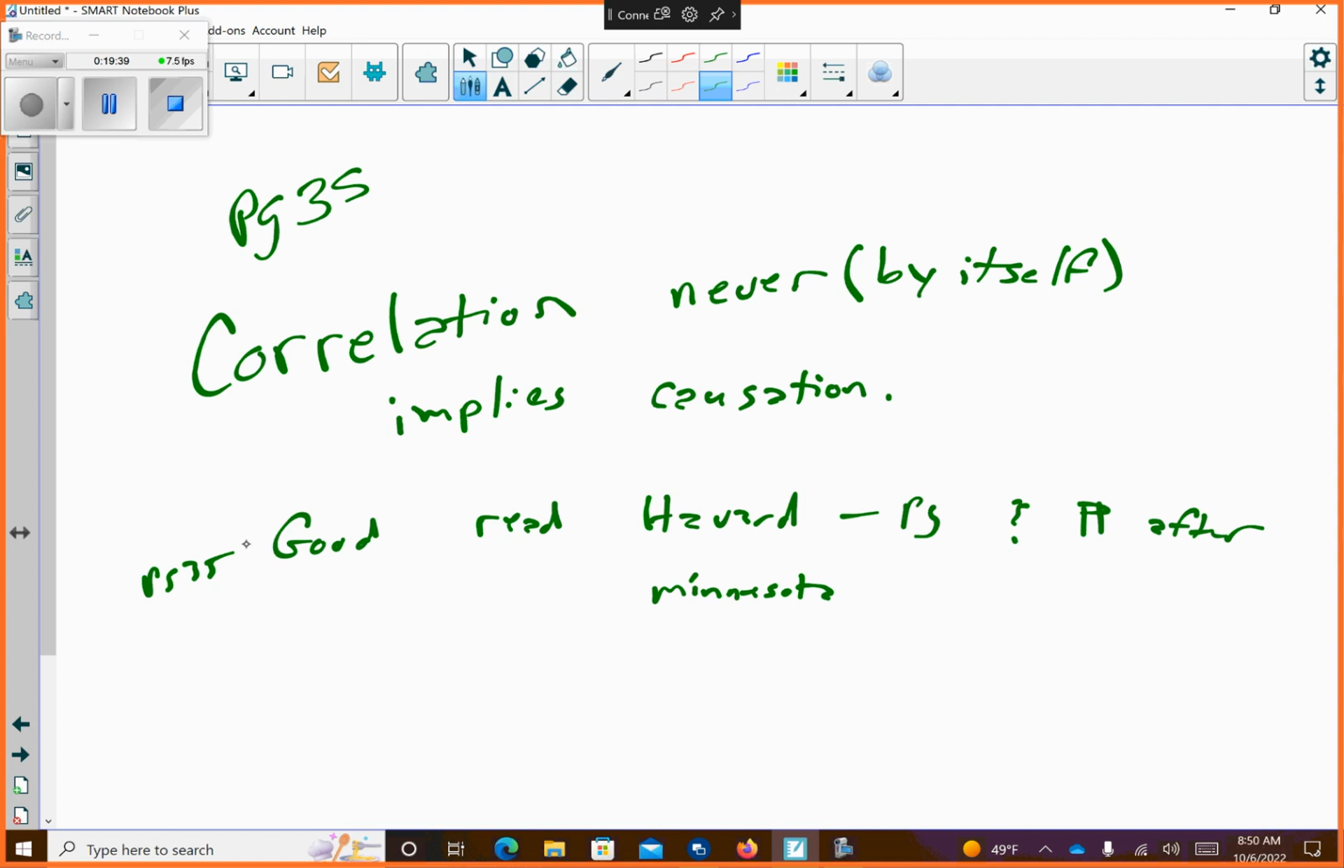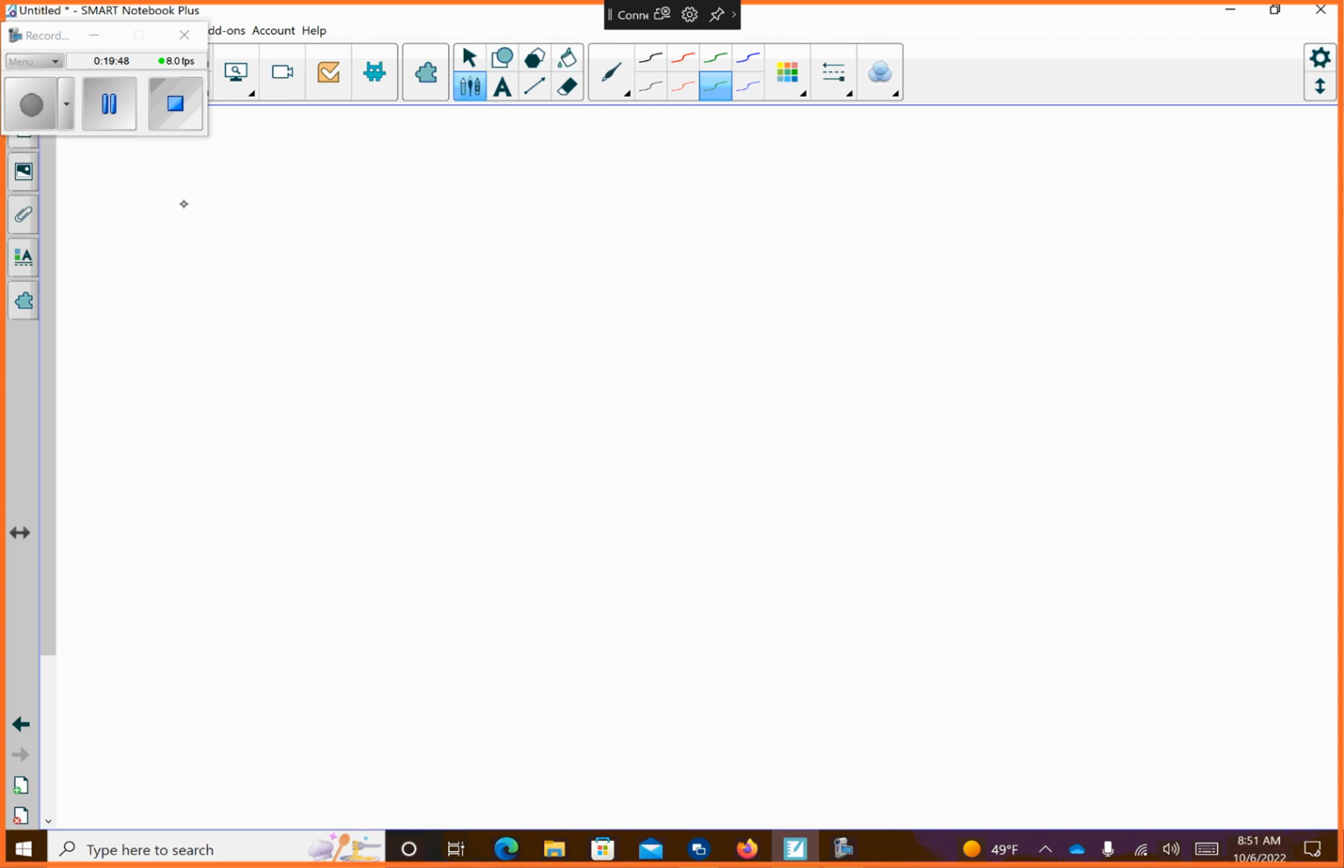Okay, cause and effect relationship. Okay, so we'll talk about that. Page 36, almost done, my friends. And then you have the opportunity to get a sheet that's all good to go.